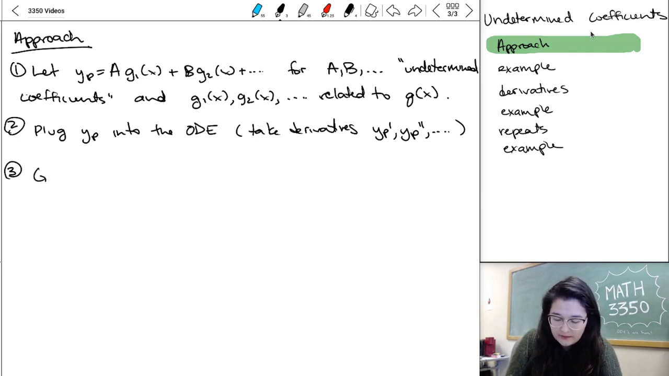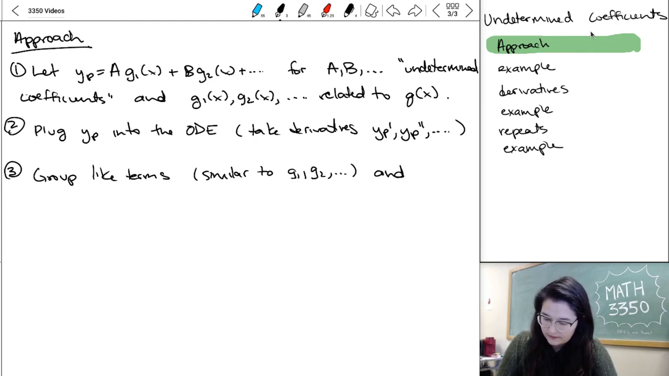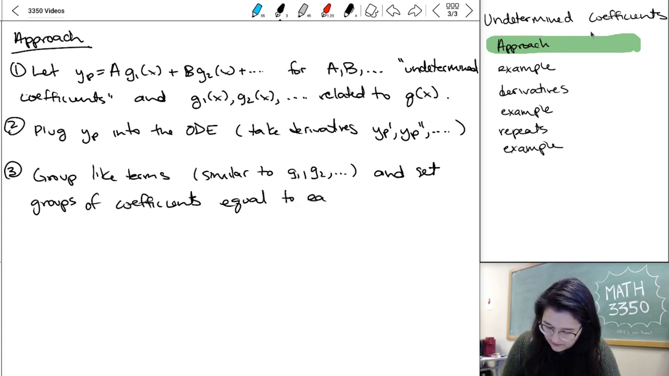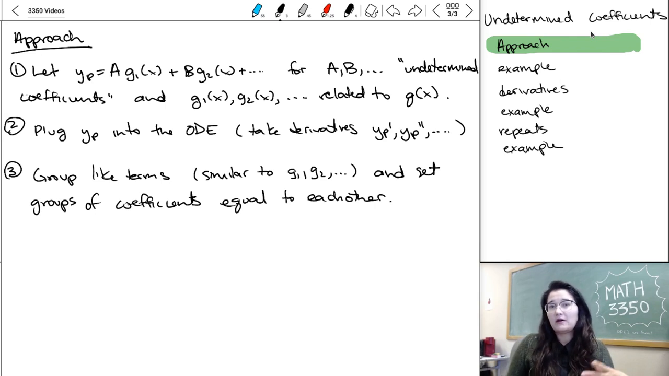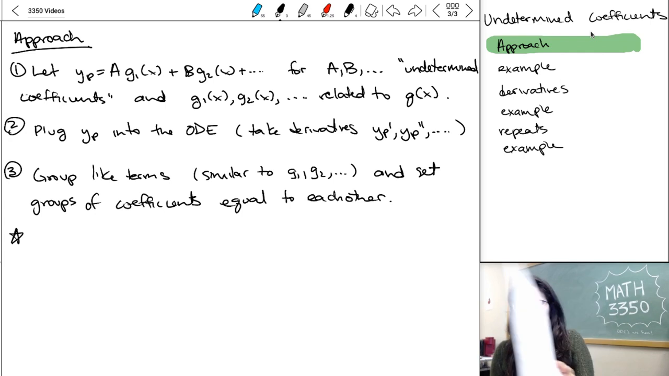Once we do that, we're going to want to group like terms, and by that I mean similar to or including g1, g2, so on and so forth. And what that's going to do is give us groups of coefficients that we want to set equal to each other. I know that this is a little bit hard to think about in theory, but I promise it's a really straightforward process once we start the examples. I'm going to leave a little star here for a note that we're going to discuss after the first example we do, so please leave yourself just about one line in your notes. And it's already done for you in the skeleton notes.